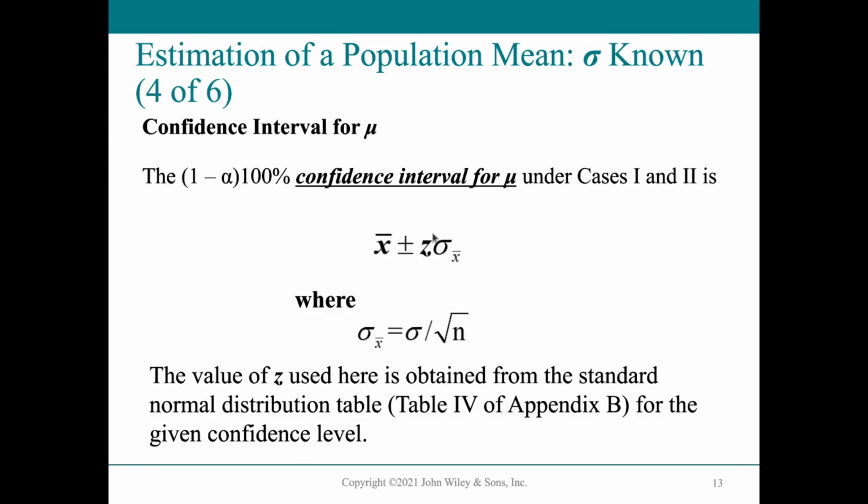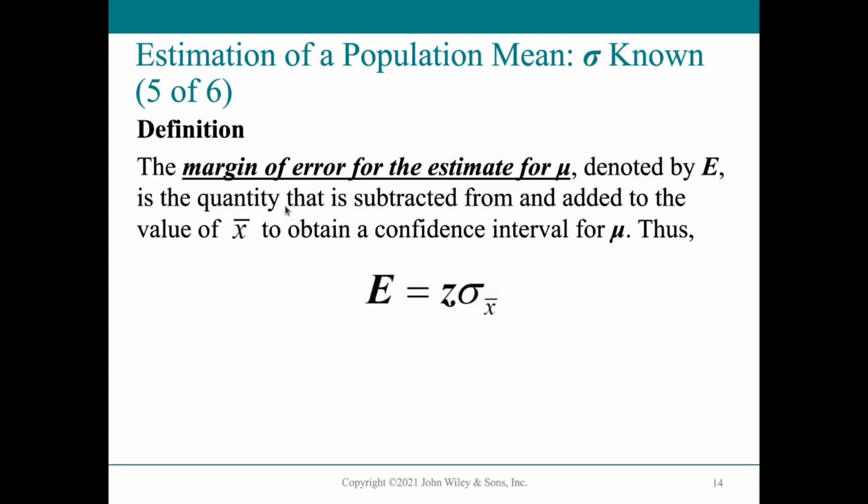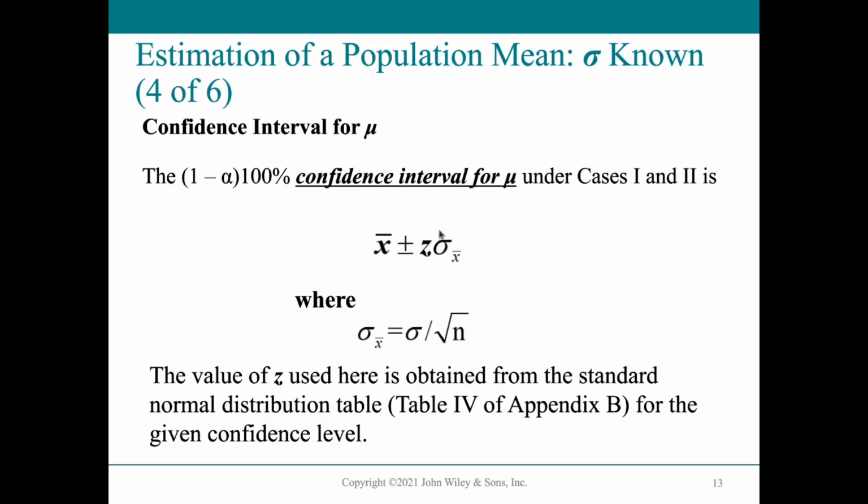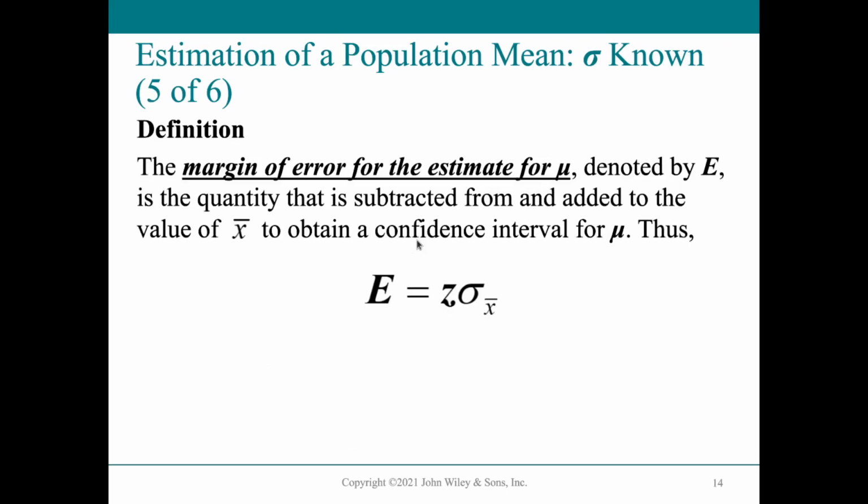The value z that we are going to use is from our normal distribution table. And by the way, this confidence interval pertains to the area under the curve. The margin of error for the estimation of our population mean, E, is a quantity that is subtracted from or added to the value of x bar, our sample statistic or sample mean, to obtain our confidence interval. That's our margin of error, the amount we add or subtract.